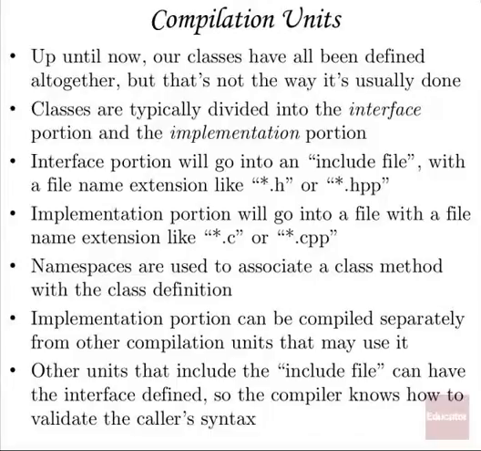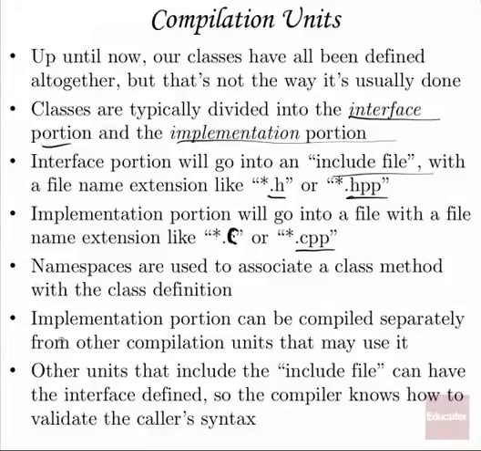So what we typically do is divide our classes into an interface portion and an implementation portion. The interface portion will be in an include file, with an extension like .h or .hpp, hpp because it's a C++ include file. The implementation portion will go into a .C, which should be a capital C because the lowercase c means it's a C file, or .cc or .cpp, which means it's a C++ file. In your cpp file, you'll implement the methods that are defined in your classes. How do you associate them with the correct class? You'll be using the scope resolution operator, which we'll see in a moment.